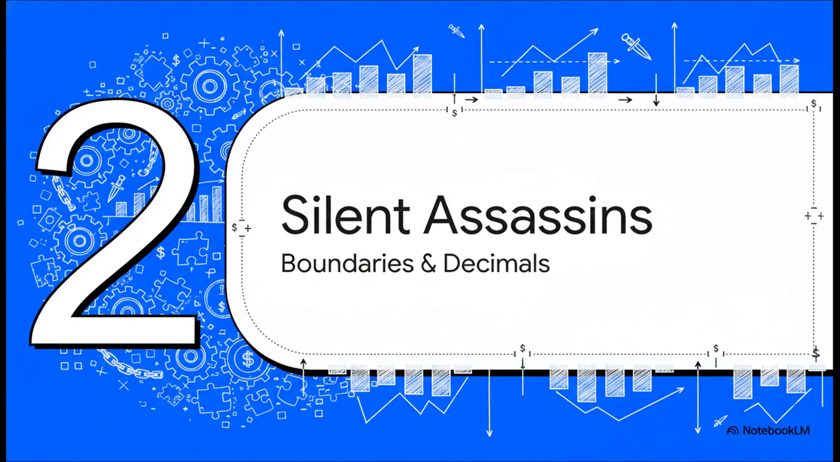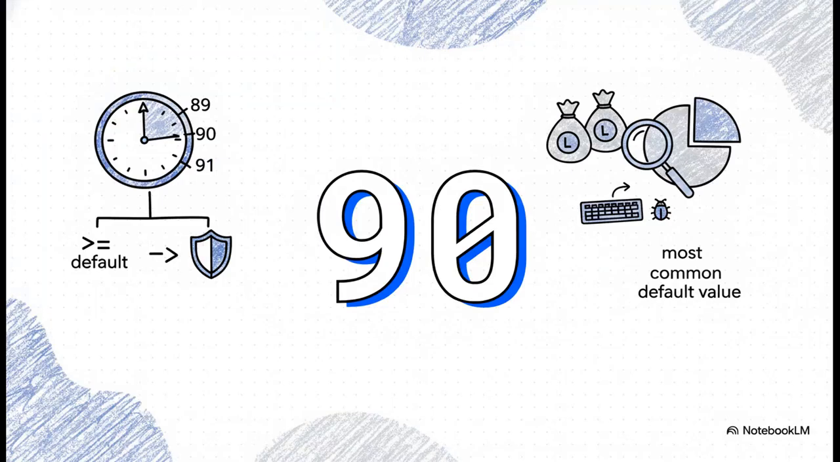Section 2. The silent assassins. Boundaries and decimals. Let's meet our very first villains. Off-by-one threshold errors and floating point rounding traps. Now, adversarial boundary testing is just incredibly devious.